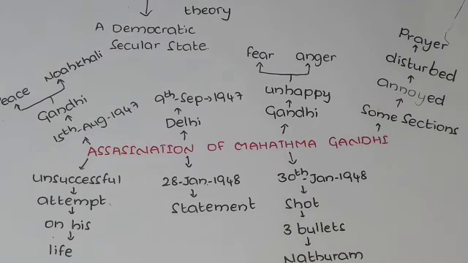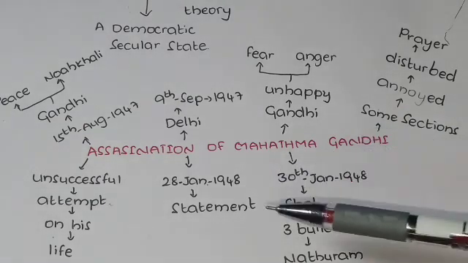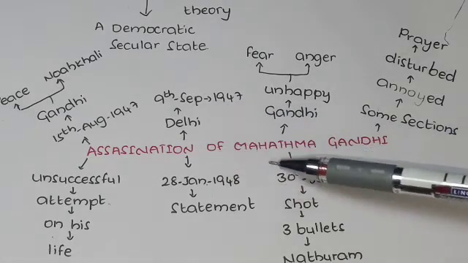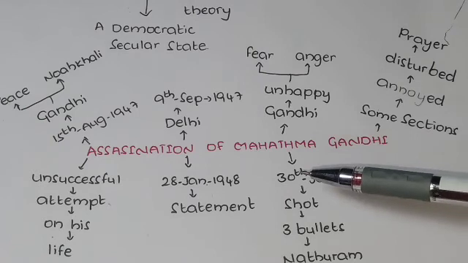So once again I am repeating here, the assassination of Mahatma Gandhi. The meaning of assassination is killing. So the killing of Mahatma Gandhi. Who killed him? We will discuss now.